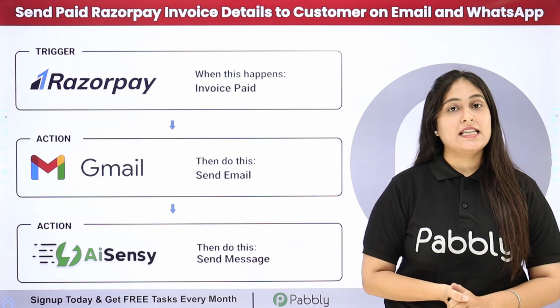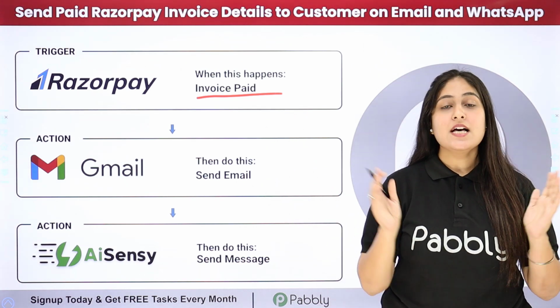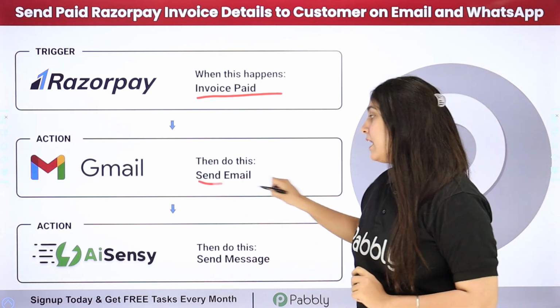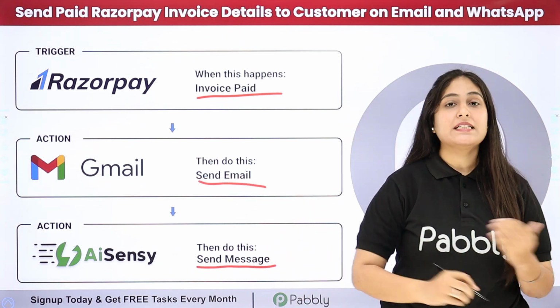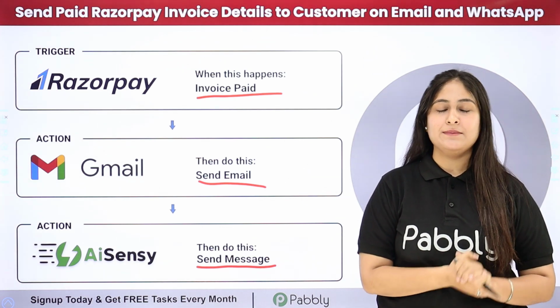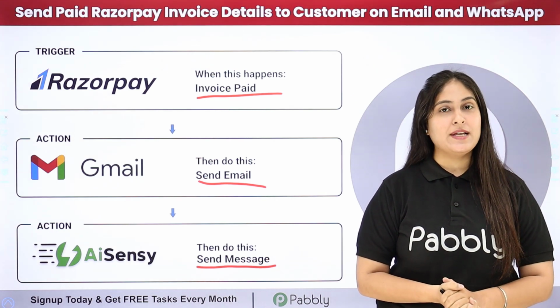So now here in this case I want that whenever a new invoice paid is generated in my Razorpay account, then automatically I want to share the invoice details with my customer on their mail and WhatsApp account. So here to build this connection, I need to connect these applications using an automation software named Pabbly Connect. So to learn this process step by step, let me take you to my screen.